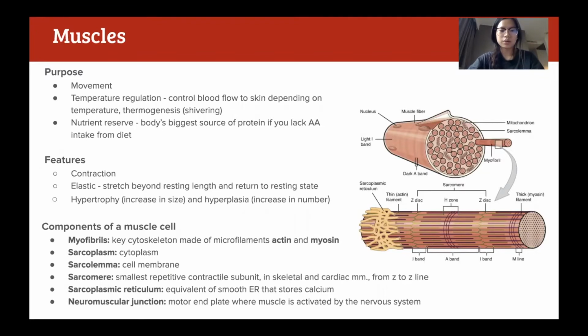The muscle fibers can stretch beyond their usual length and then bounce back. And lastly, they're capable of hypertrophy and hyperplasia. So they're able to increase in size and also increase in number.